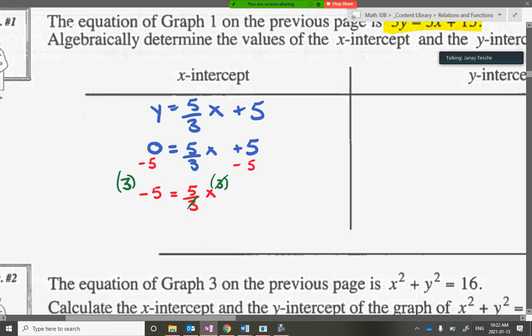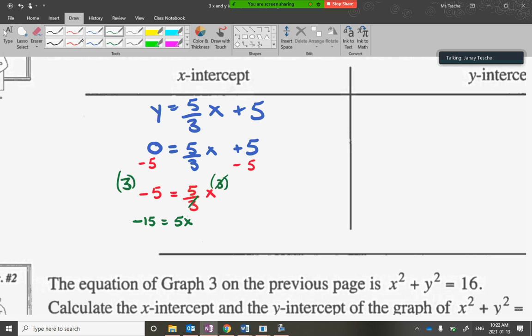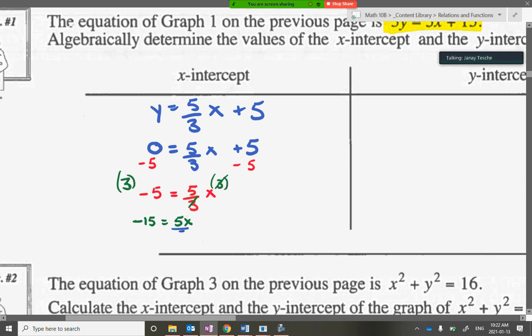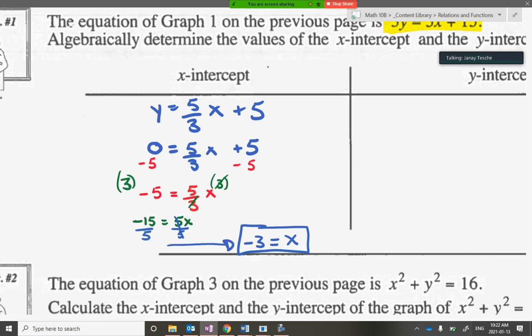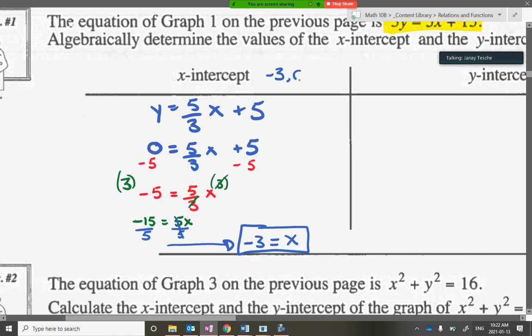So those two cancel out. So then I have -15 equals 5x. Last step, divide both sides by 5. So then I get -3 equals x. So our x-intercept, what the question is fully asking for, is at -3 and 0.